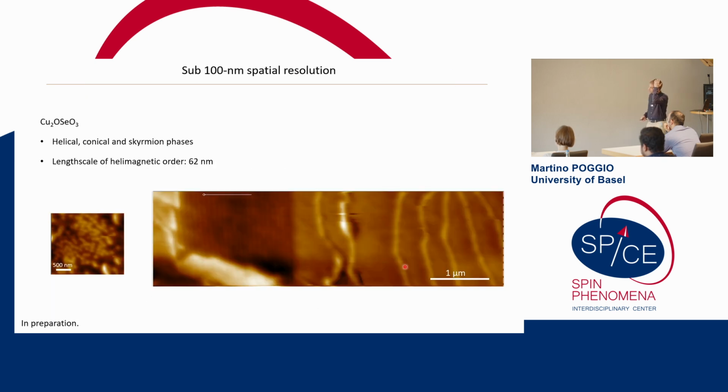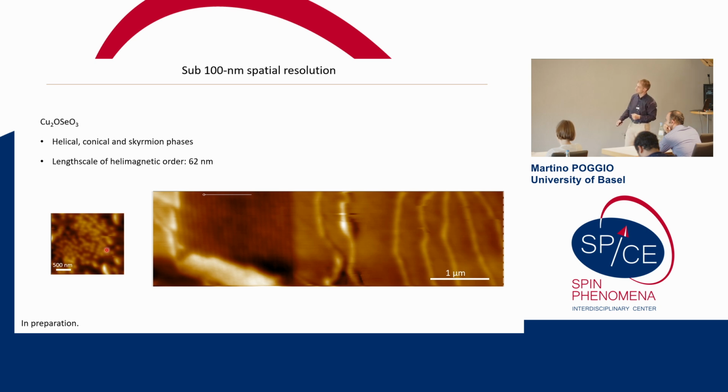Okay, and just to show you that you can actually make images that have high resolution, these are some images of the surface of copper oxoselenide, which is a helimagnet with a helimagnetic order of 62 nanometers. And I think you can't really see it on this beamer here, but this is the projection of the helimagnetic phase. You should be able to see here a sinusoidal oscillation of the field at 60 nanometers that we can see with this probe. So that means that it's sensitive to such small magnetic length scales.